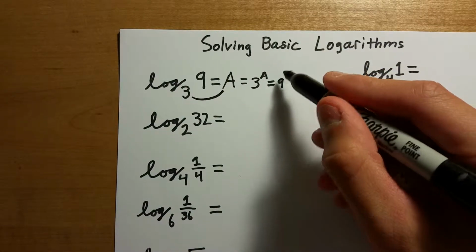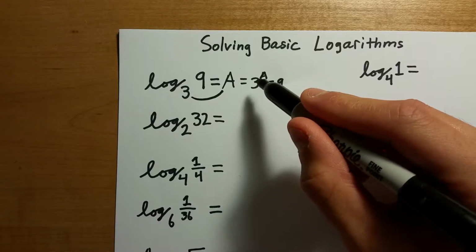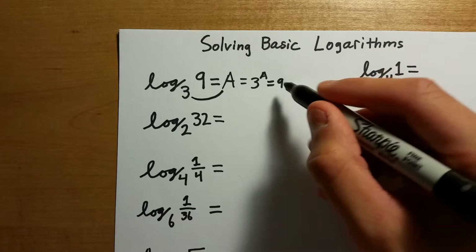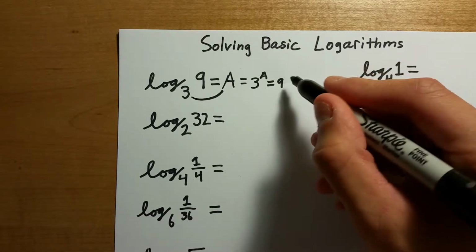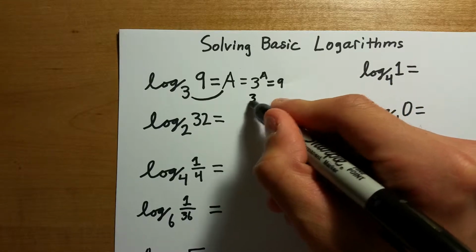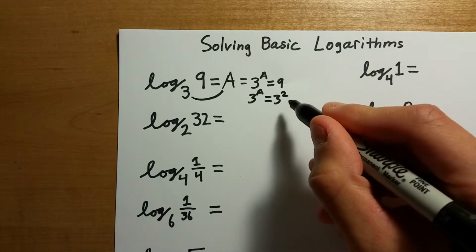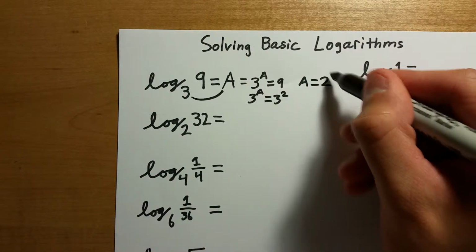What you want to do from this point is get the same bases, because when each of them has the same base, their exponents equal each other. So if you change 9 to 3 to the power of 2, it's going to be 3^a equals 3^2. Since 3 squared equals 9, your answer is going to be 2.